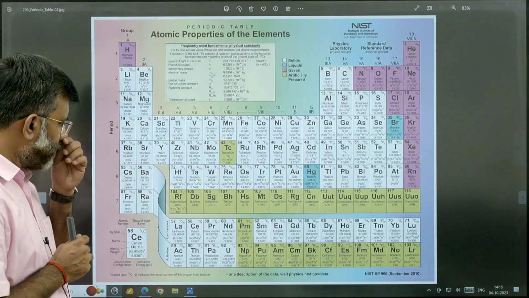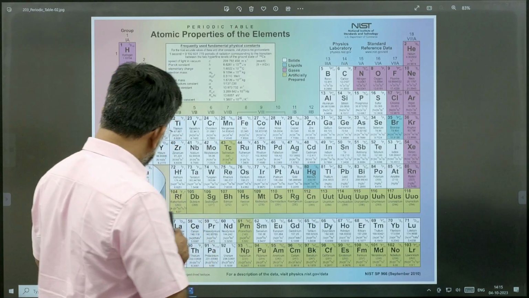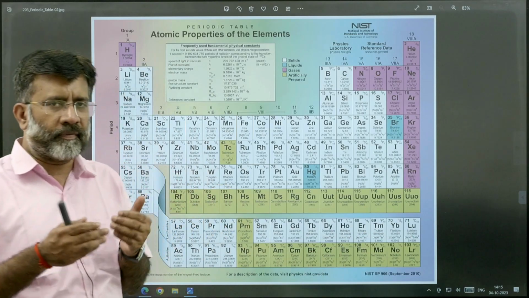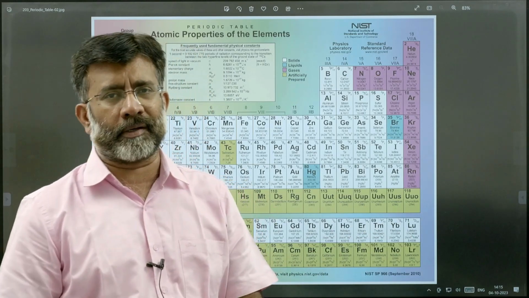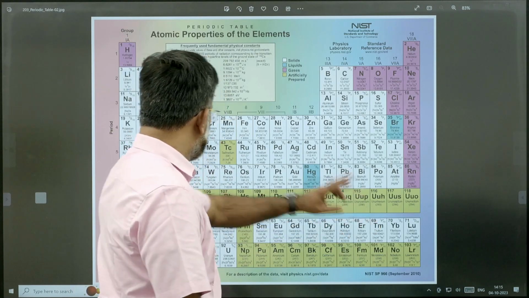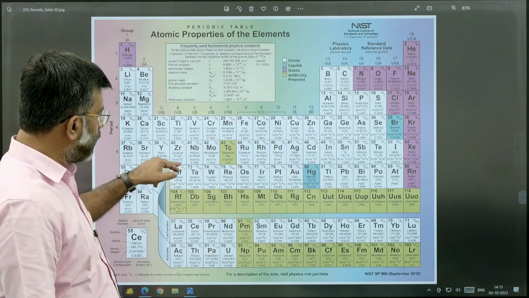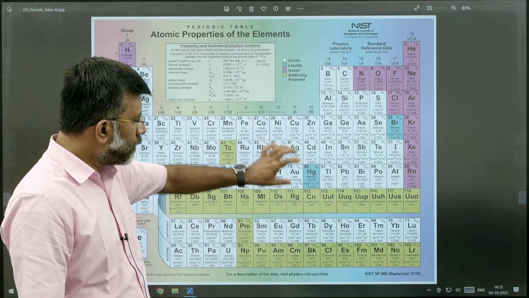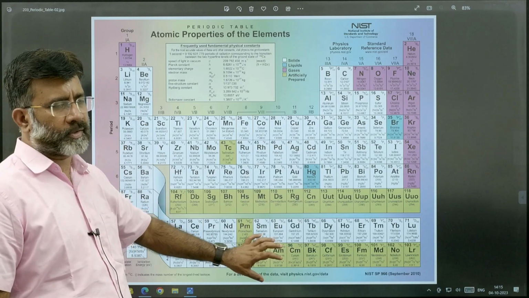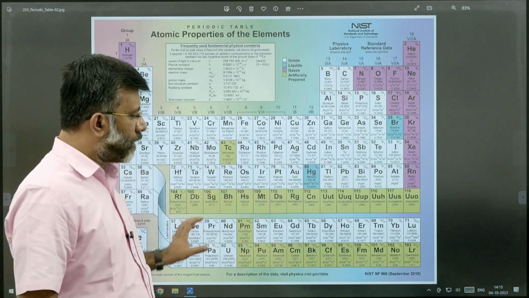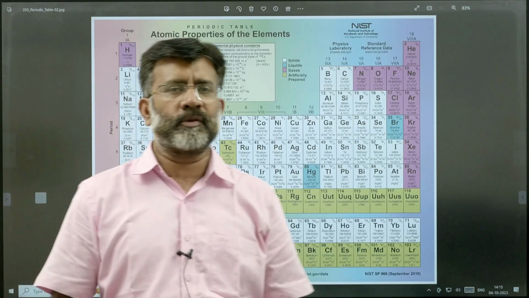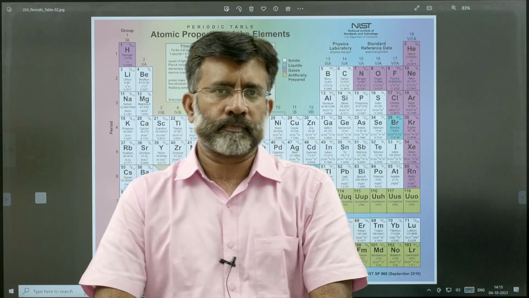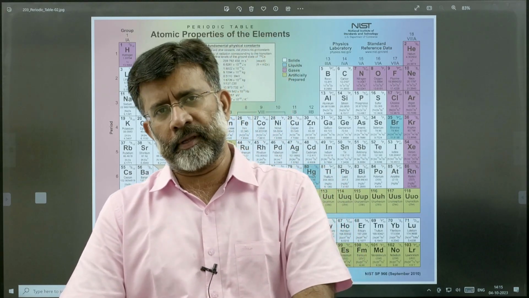Why? Because when you move from lanthanum through the 14 elements, the electrons are filled in the f orbital and there is lanthanoid contraction. And after lanthanoid contraction, you come back to 72 hafnium, tantalum, tungsten, rhenium, osmium. So these are consequently affected by the lanthanoid contraction, and quite naturally their size will be lower than what we expect. So this is an important property.